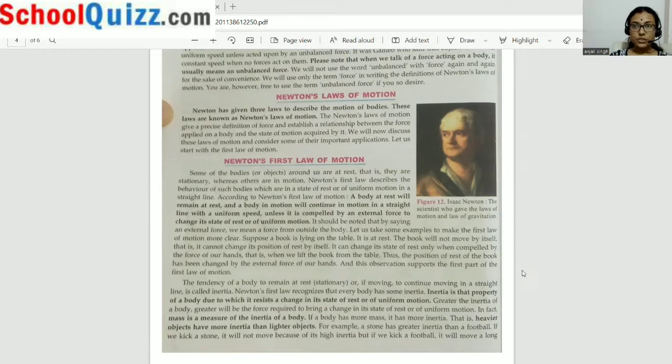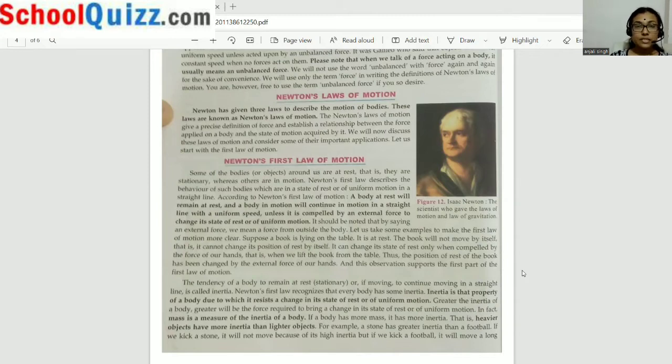Now, Newton. Newton is a scientist. Actually, his name is Sir Isaac Newton. Sir means he was honored as a sir. He invented the laws of motion as well as the law of gravitation. Gravitation also we'll study in this class only, I think in the next chapter.